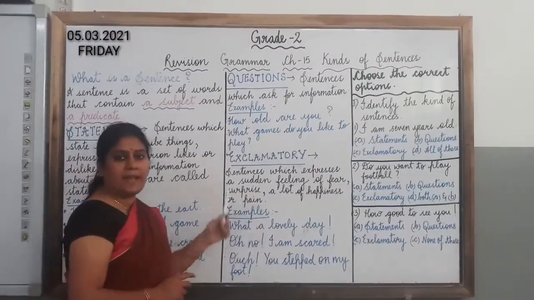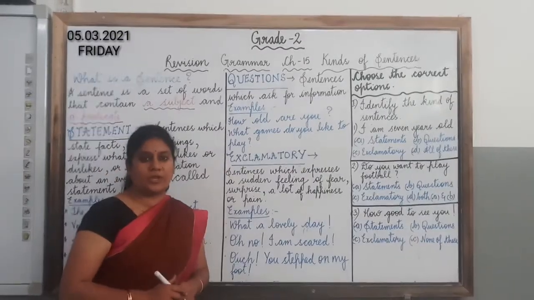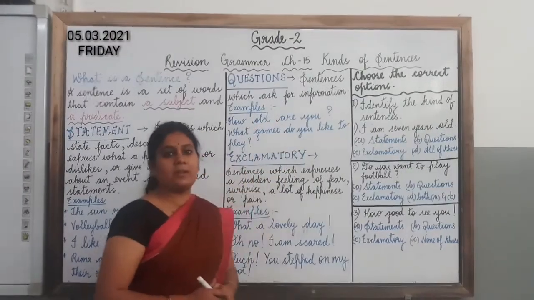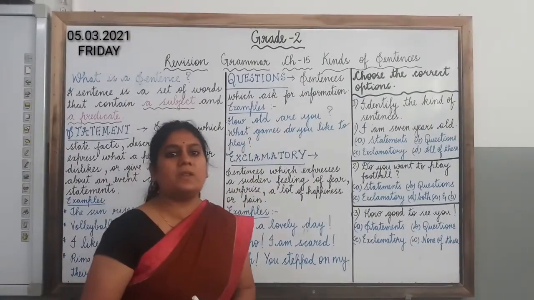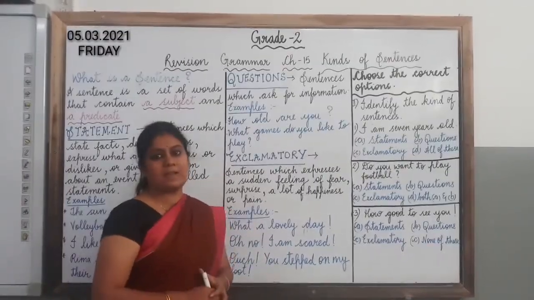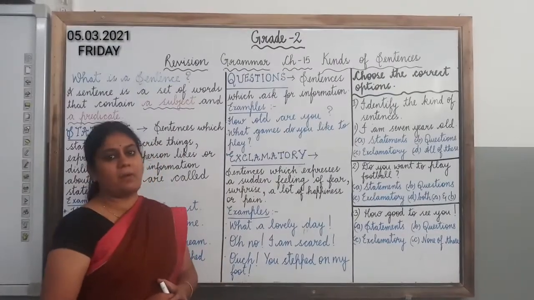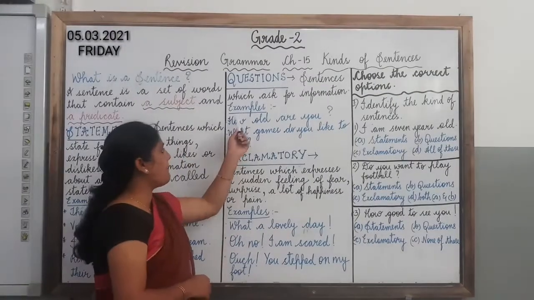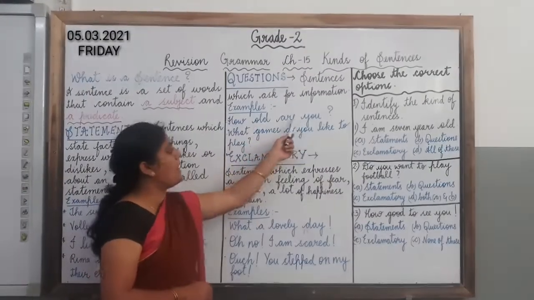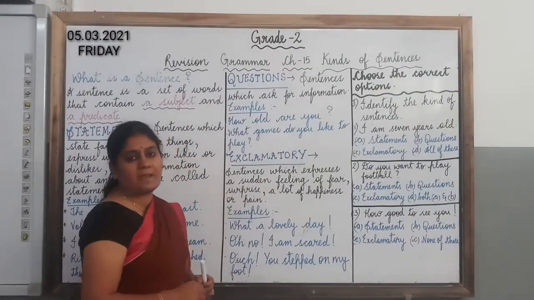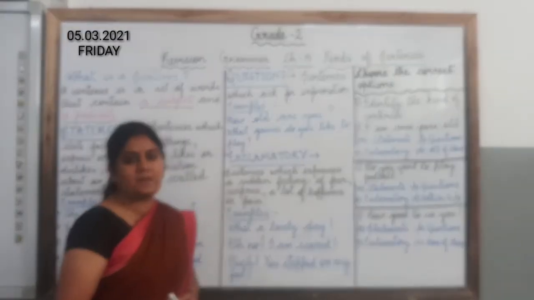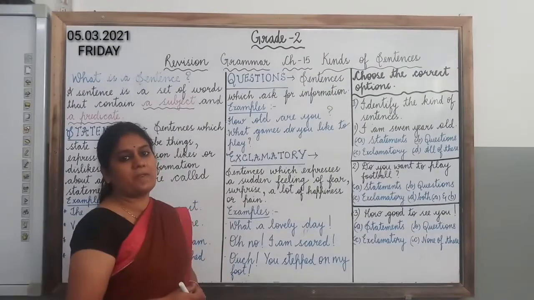Now we will understand the next kind of sentence, that is questions. Sentences which ask for information. These are the sentences in which something is asked. So when something is asked in a sentence, that is a type of a question. Here examples I have written. In the first sentence you can see, how old are you? Now here something is asked, and at the end you can see the question mark also. And it is the easiest way to recognize which type of a sentence.